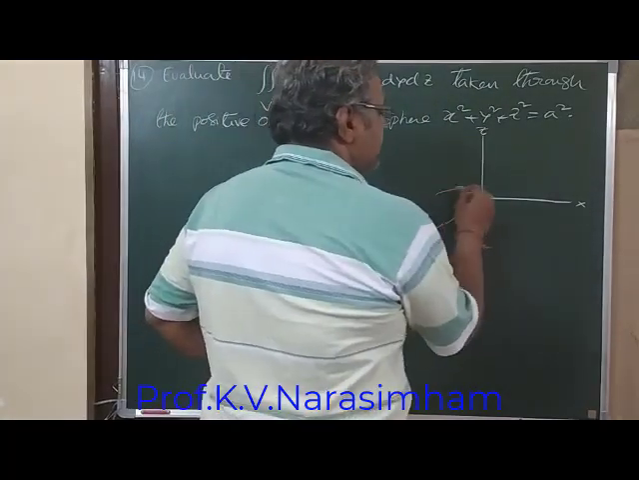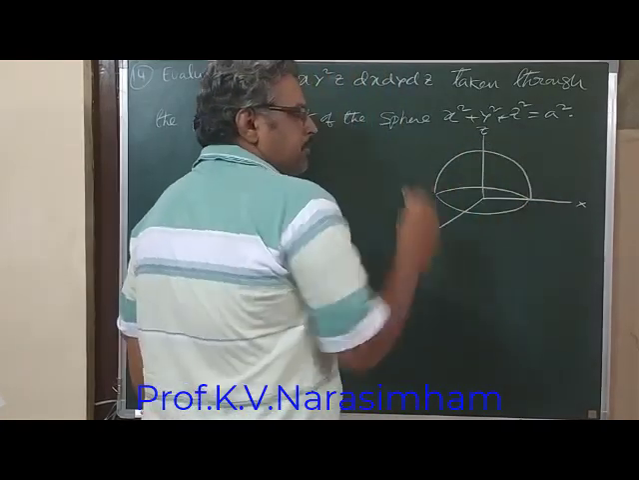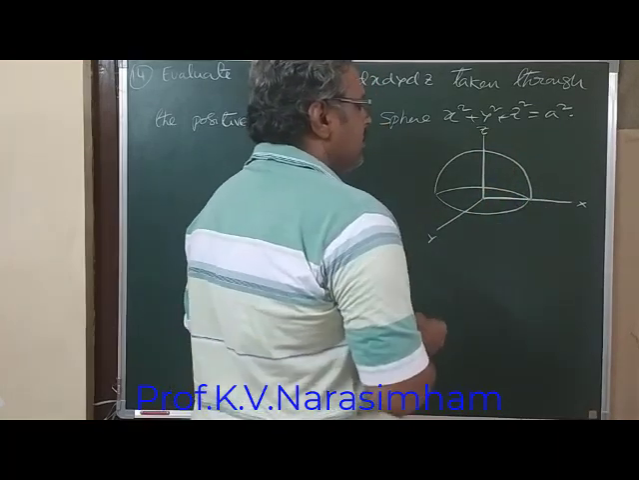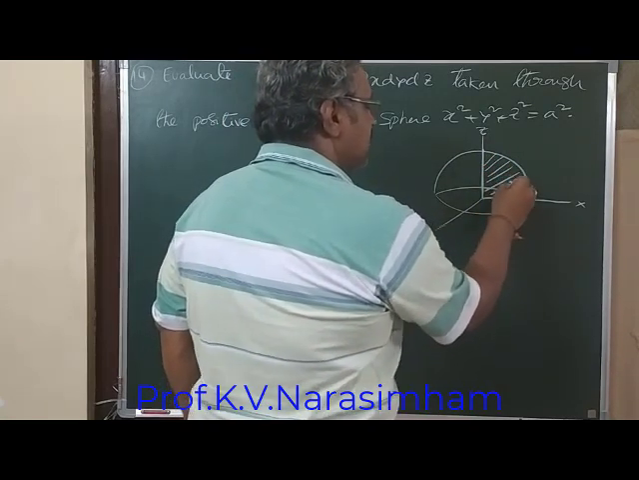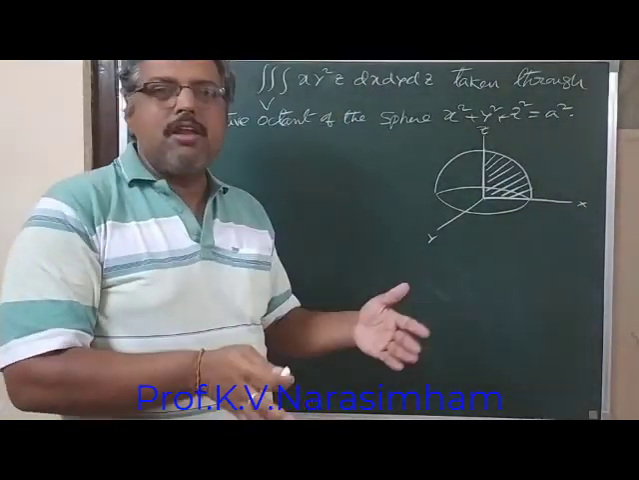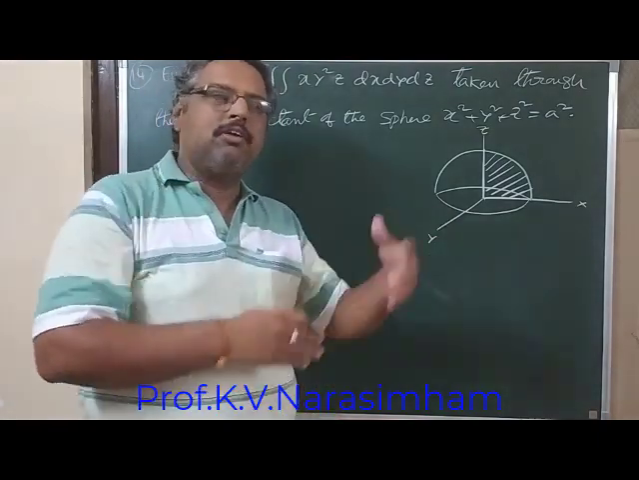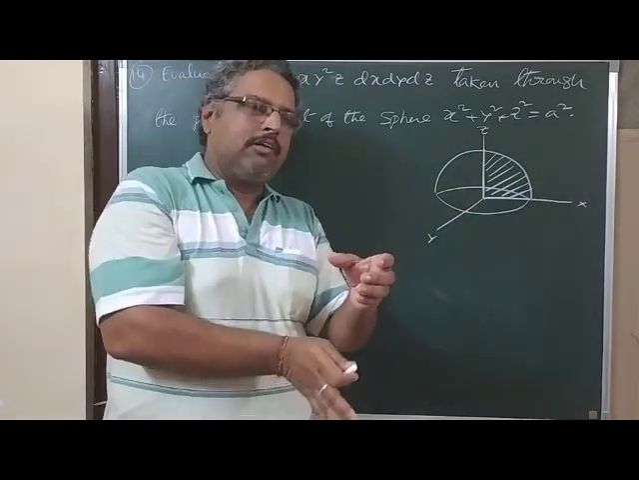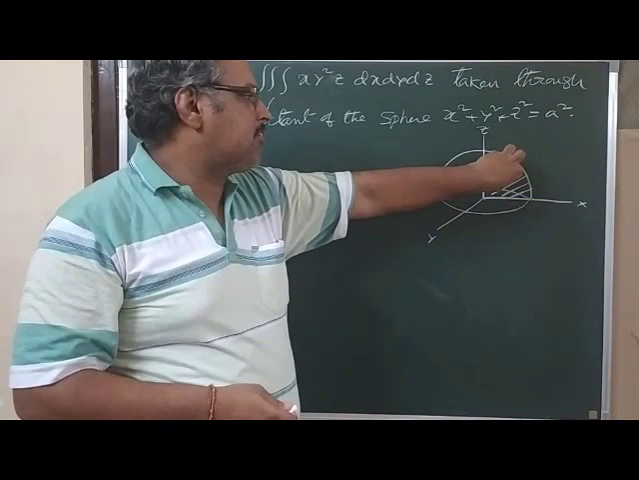Now draw the diagram of a sphere. This is the upper part of the sphere. Now, the positive octant of the sphere: this shaded region is our volume. If you take an orange and cut it in the vertical and horizontal directions, then take the fourth piece, that one-fourth of the orange is our volume.